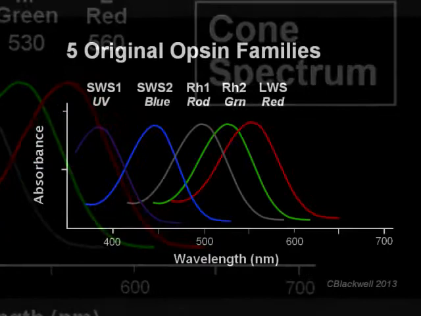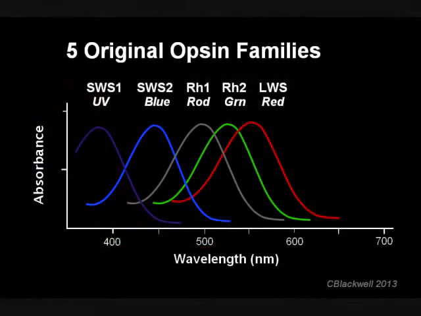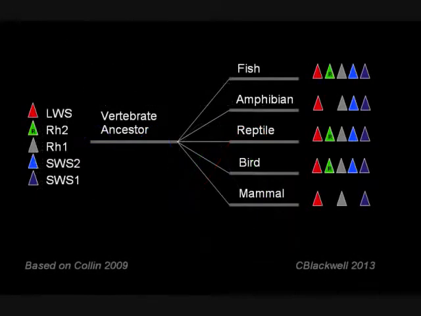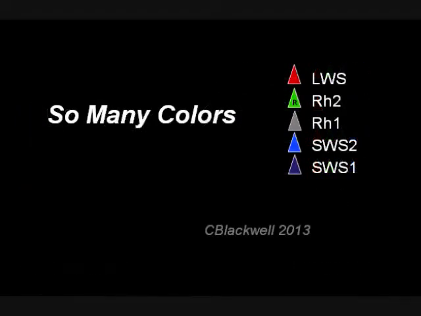Here again is the range of opsin pigments that are thought to have been present at the beginning of the vertebrate line. 4 opsins for color and 1 for rods. The additional opsin senses in the ultraviolet range. As vertebrate lines diverged, each branch ended up with a somewhat different complement of cones. How and why did so many colors arise?